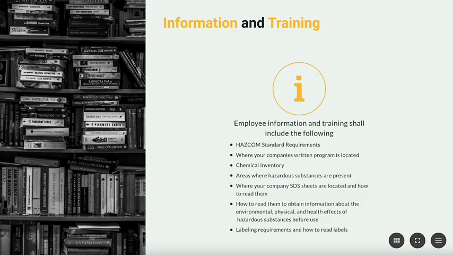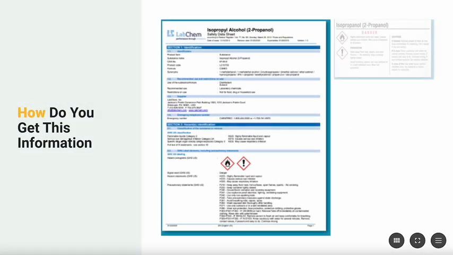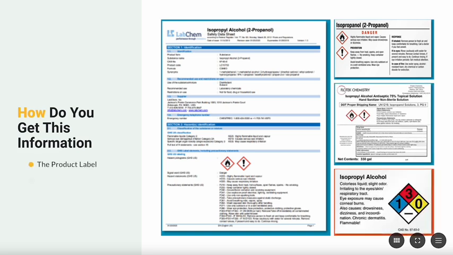By being informed and trained on these topics, employees can better understand the potential hazards associated with hazardous substances and take the necessary precautions to protect themselves and others. There are several places where you can get information on hazardous materials. The manufacturer or supplier of a hazardous material is often the best source of information about the hazards and safe handling procedures for the material. This information may be provided on the product label or safety data sheet, SDS.